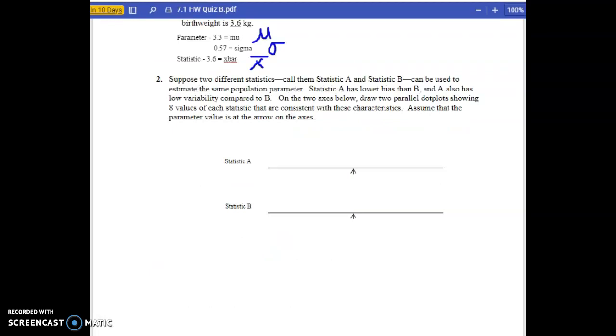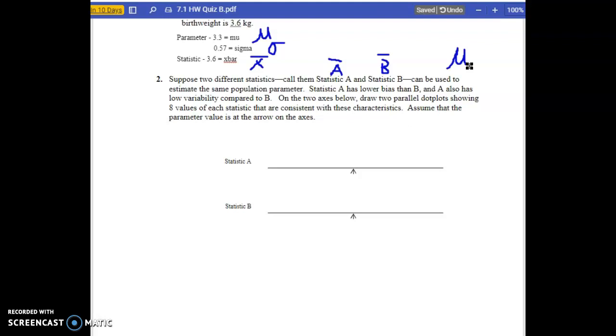All right, question 2 on the 7.1 homework quiz. Again, not an assignment. Says, suppose you have two different statistics, call them A and B. They can be used to estimate the same population parameter. So just for sake of commonality here, let's just say these statistics are A bar and B bar, so two sample means. And they're both being used to estimate some population mean of mu. Statistic A has lower bias than B.